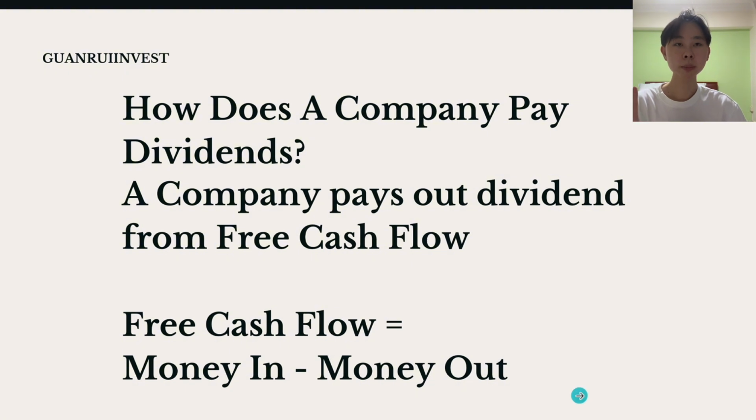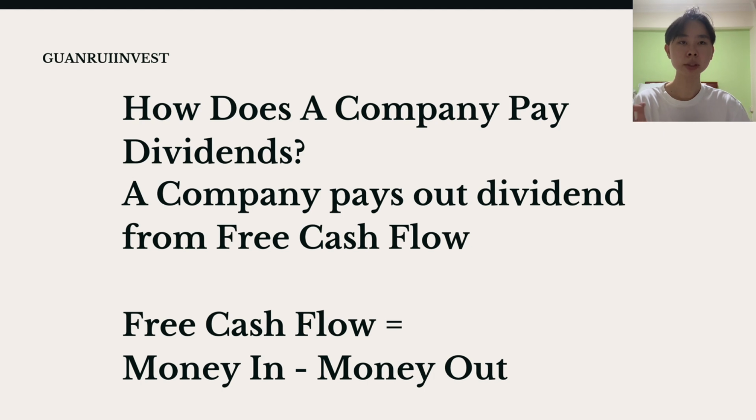So for a dividend portfolio, how do companies pay out all their dividends? A company usually pays out the dividend through this metric over here, which is your free cash flow. Your free cash flow is essentially your money in minus your money out, or in more finance terminology, your free cash flow is your operating cash flow minus your capex.